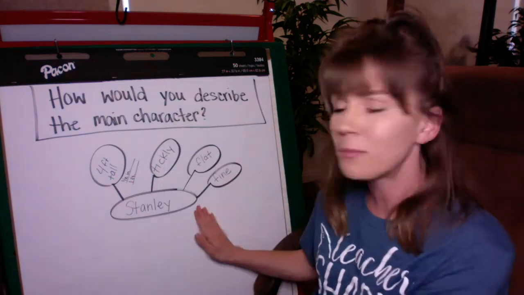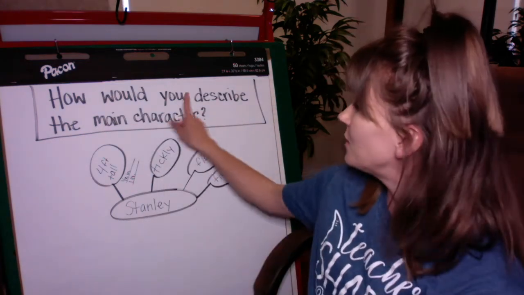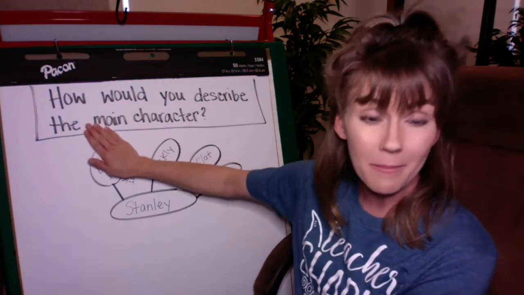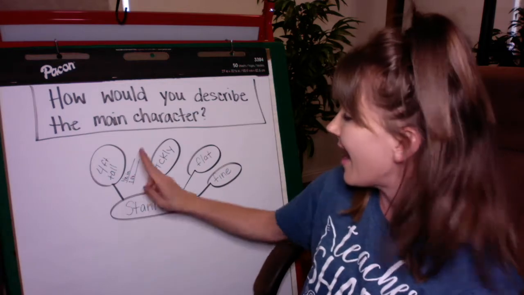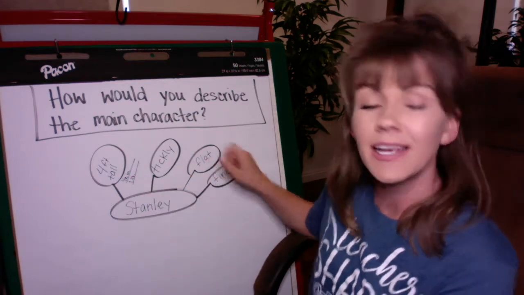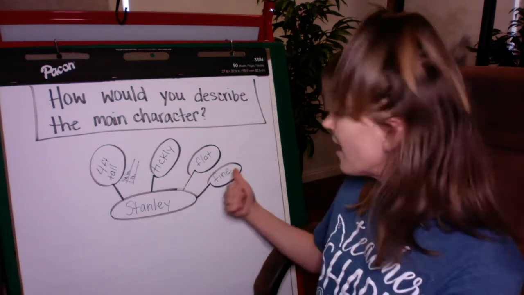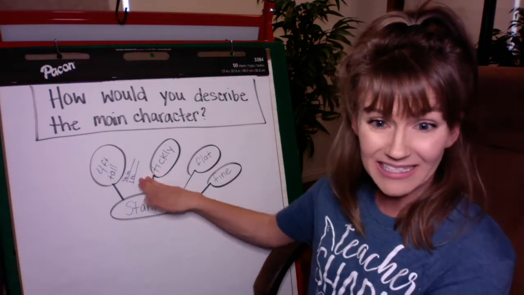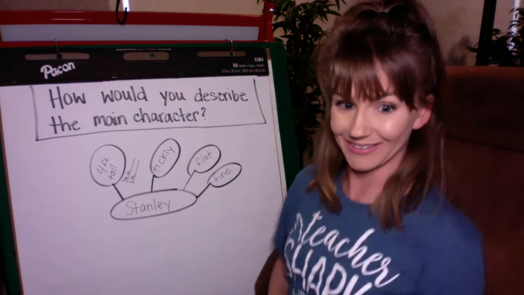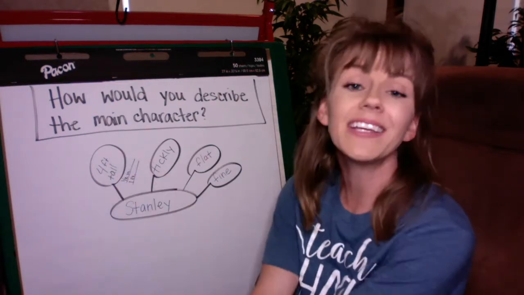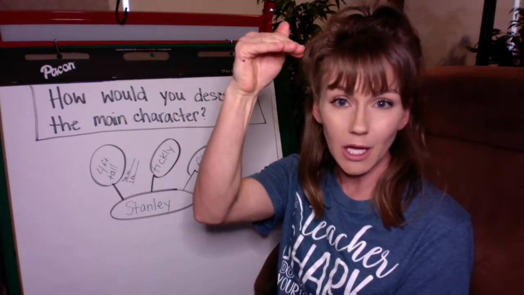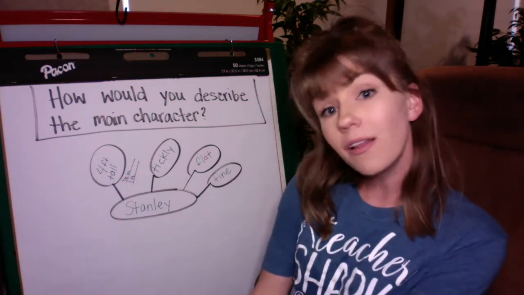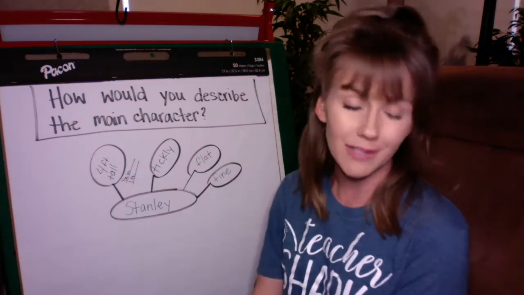I am going to review my map really quickly. How would you describe the main character? I can describe the main character, or Stanley, as flat. I can describe him as feeling fine. I can also describe him as a little bit tickly. And lastly, I can describe Stanley as 4 feet tall, a foot wide, and a half inch thick. Those are all the ways that I can describe Stanley.